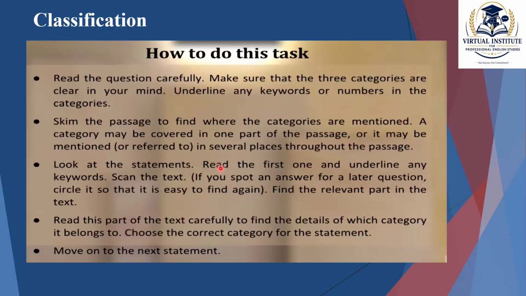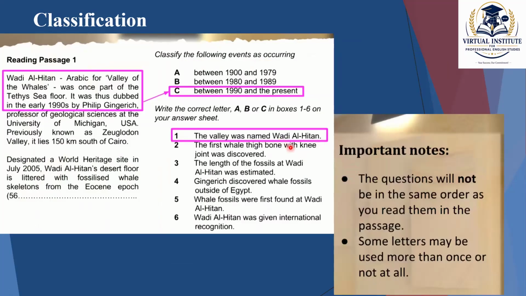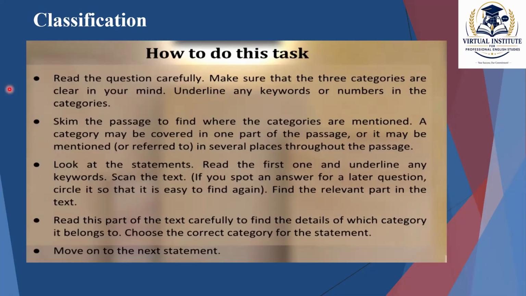So look at the statements. Read the first one and underline any keywords, as we have done here: Wadi al-Hitan, right? So these are probably our keywords. And if you can see here, we have actually scanned it and found it. Scan the text. If you spot an answer for a letter question, circle it so that it is easy to find again. You can circle it or underline it, or put brackets, or whatever is easy for you, so you can use your own way. Find the relevant part in the text and read this part carefully to find the details of which category it belongs to, right?